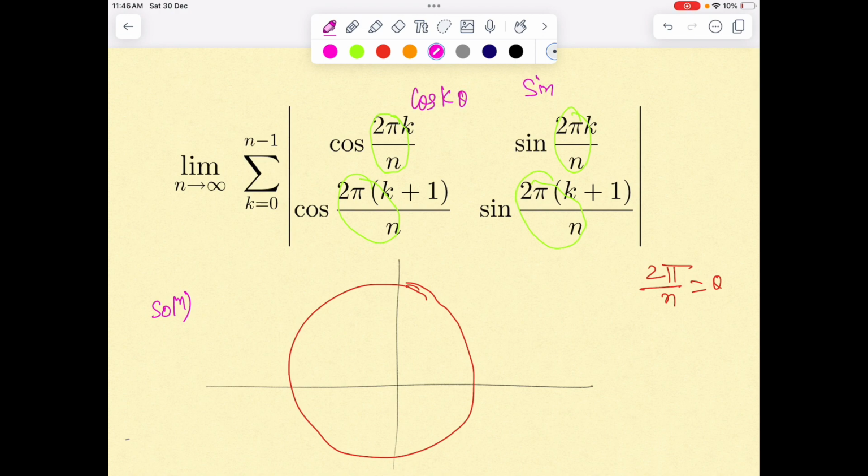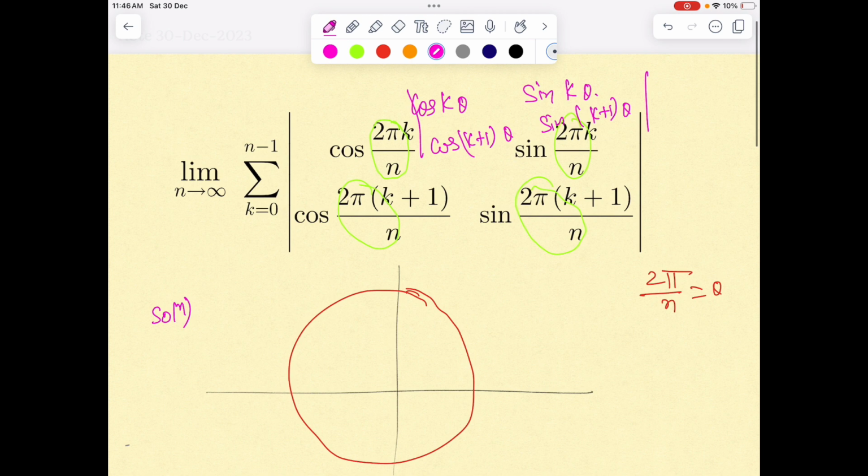So it's like cos k theta, we have sine k theta, then cos k plus 1 theta, and we got sine k plus 1 theta. So that of these expression, and that evaluates to cos k theta into sin k plus 1 theta minus cos k plus 1 theta into sin k plus 1 theta.